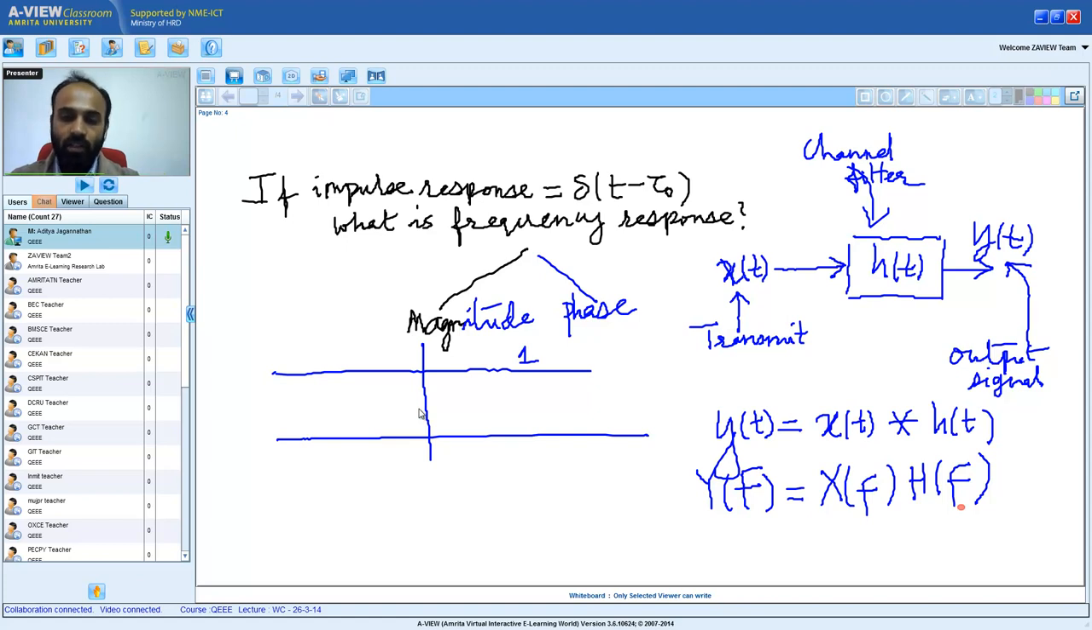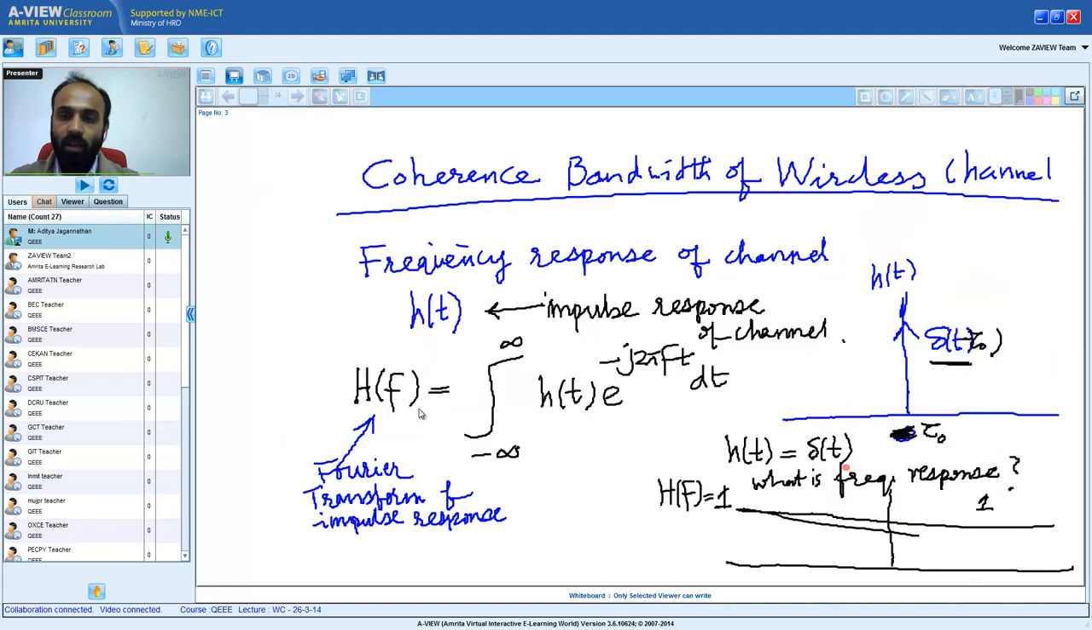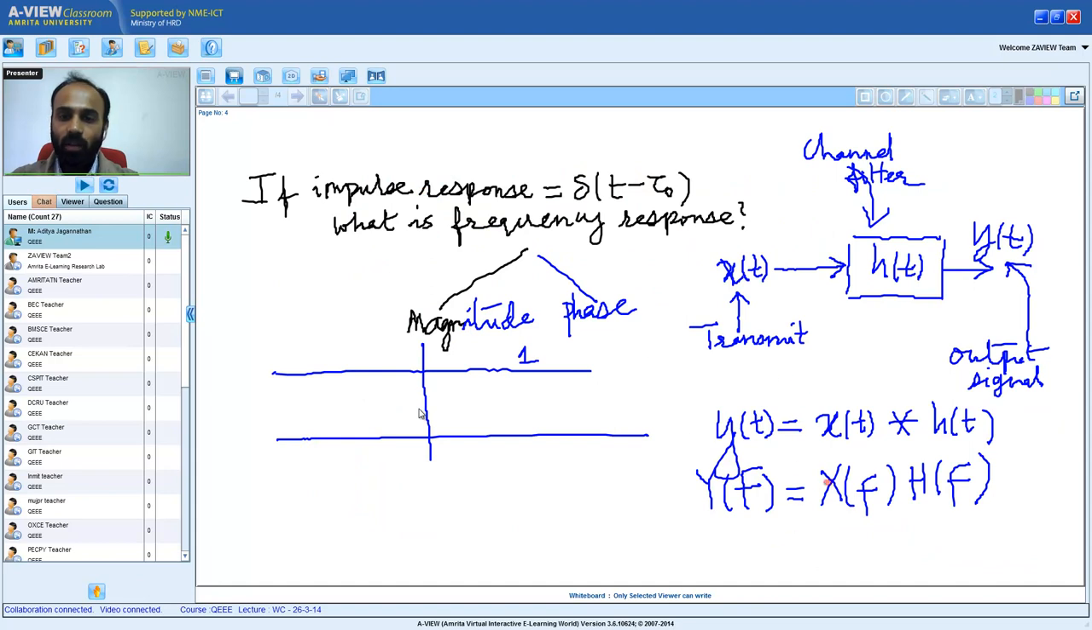Now let us go back to the previous case, where h(t) equals delta(t), and therefore the frequency response is 1. If the frequency response is 1, what is the output? Can someone tell me, if h(t) equals delta(t), what is the relation between Y(f) and X(f)?